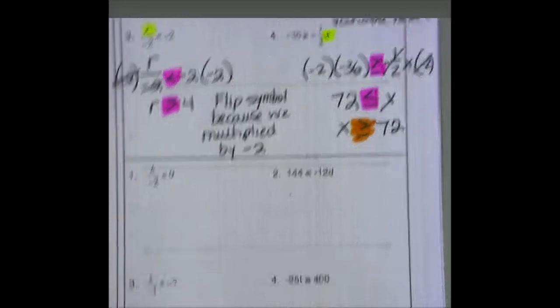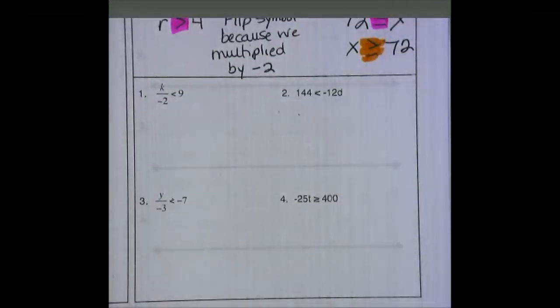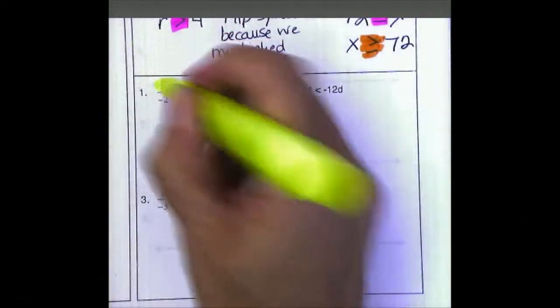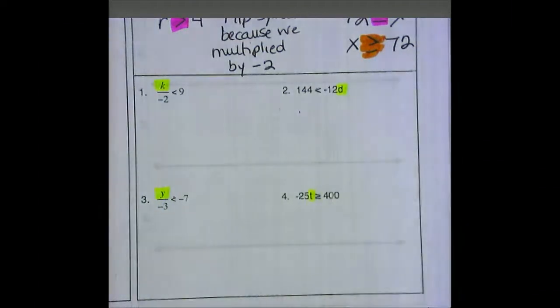I want you to take a couple of minutes and pause the video, and I want you to look at each of the practice problems down below. You've got 4 of them. In fact, we can go ahead and highlight the variables if you want, so you know what you have to isolate. And I want you to take your time and review the examples above in order to solve these problems. Now remember, if you multiply or divide by a negative, you have to flip or reverse your symbol. And also, there are times when you have to flip or reverse your symbol twice because you had a variable on the right and you needed to move it to the left.